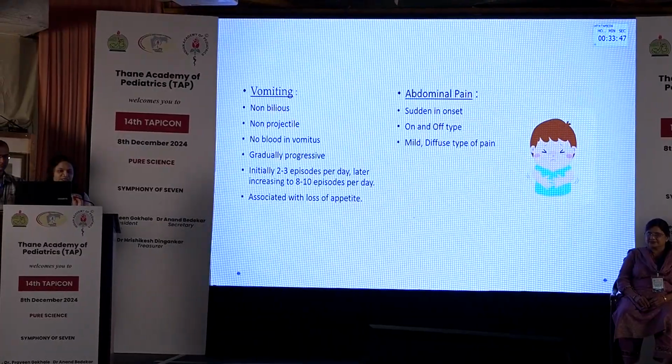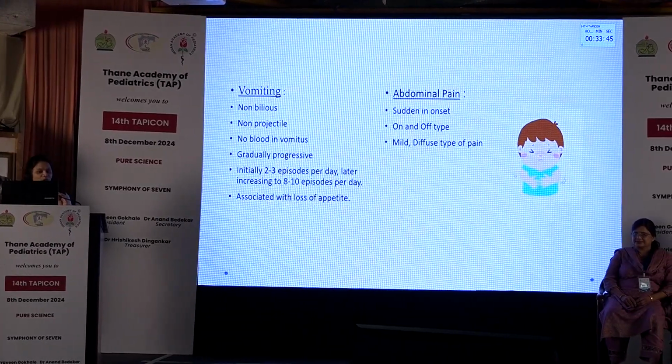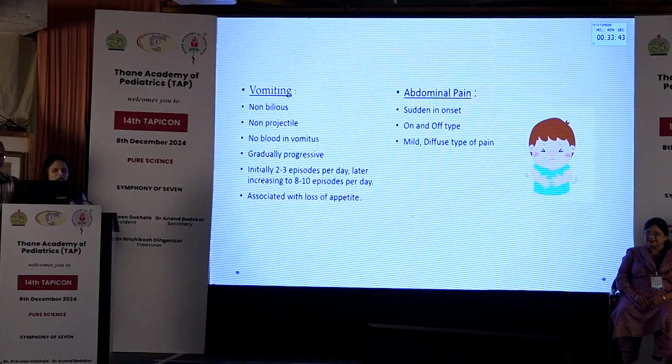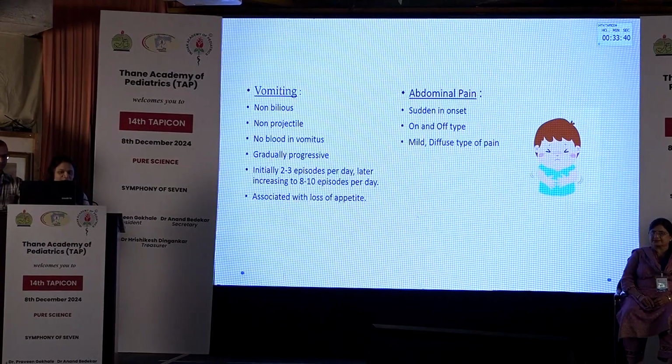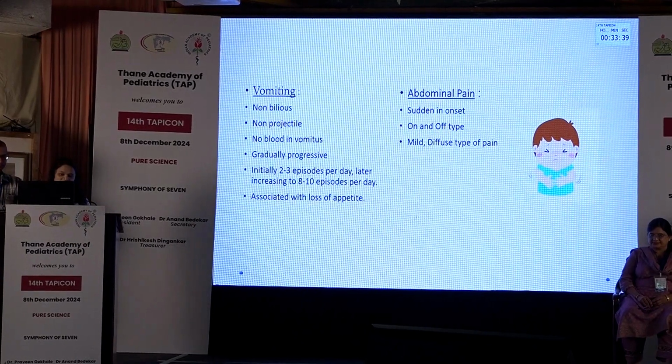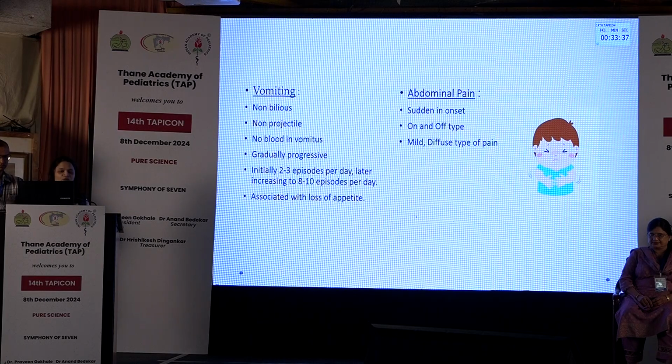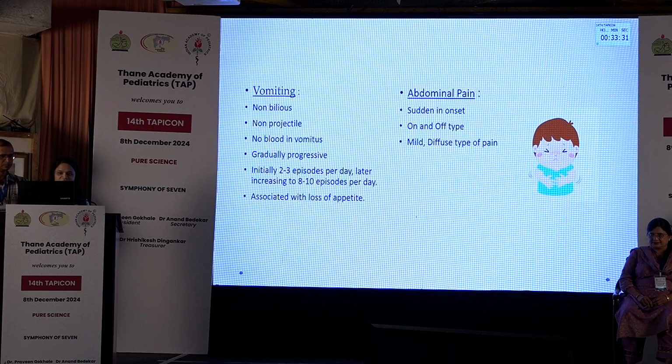Vomiting was non-bilious, non-projectile. There was no blood in vomitus. It was gradually progressive. Initially, 2 to 3 episodes were present per day, and then episodes increased to 8 to 10 times per day. It was also associated with loss of appetite. Abdominal pain was sudden in onset, on and off type. It was mild diffuse in type.